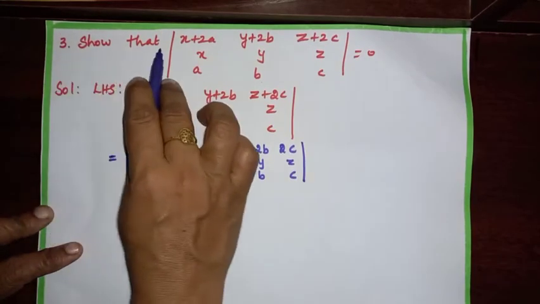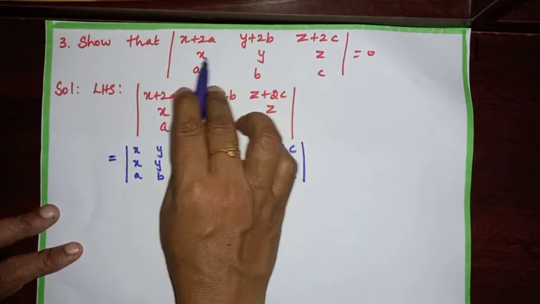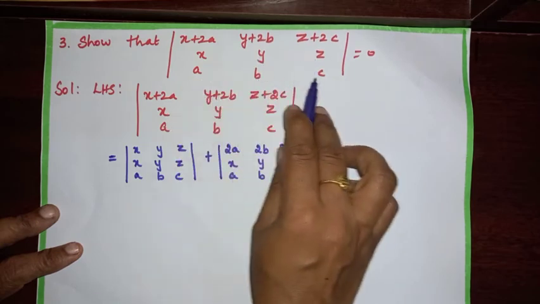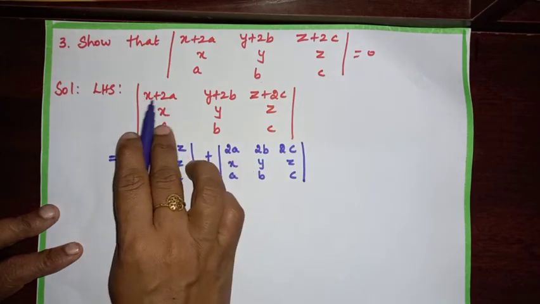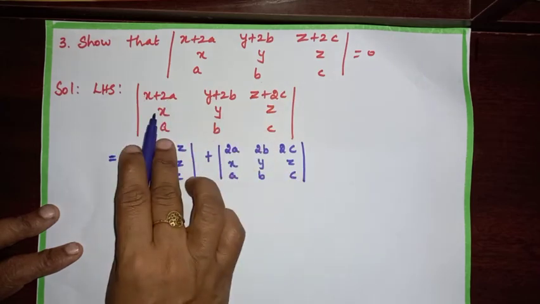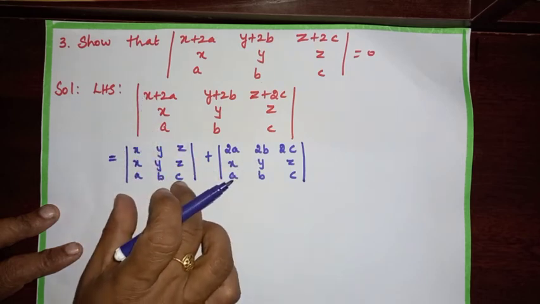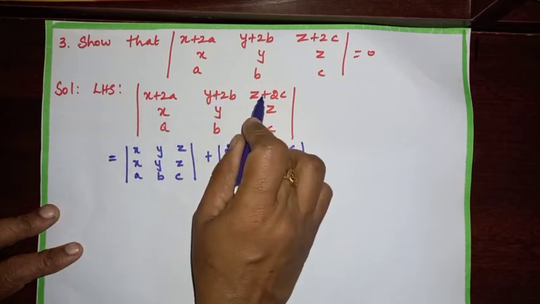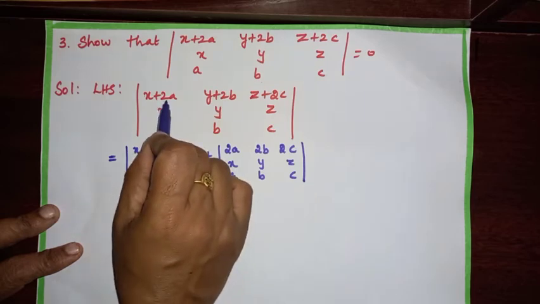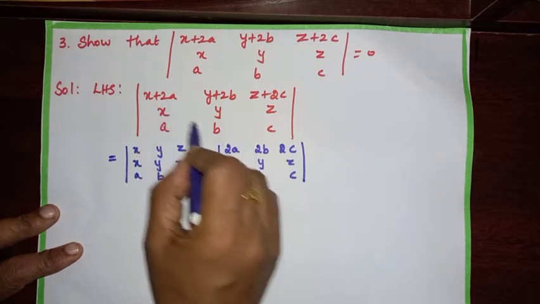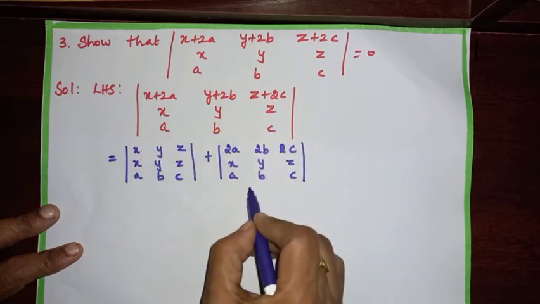Question number 3. Show that the determinant with first row x plus 2a, y plus 2b, z plus 2c, second row x, y, z, and third row a, b, c. See, in the first row we have a sum of two terms, so I am going to write this in the form of two determinants. The first term I am writing in the first determinant, that is x, y, z in the first row. Second row and third row you write as it is. The second term I am going to write in the second determinant, that is 2a, 2b, 2c as first row. Second row and third row you write as it is.